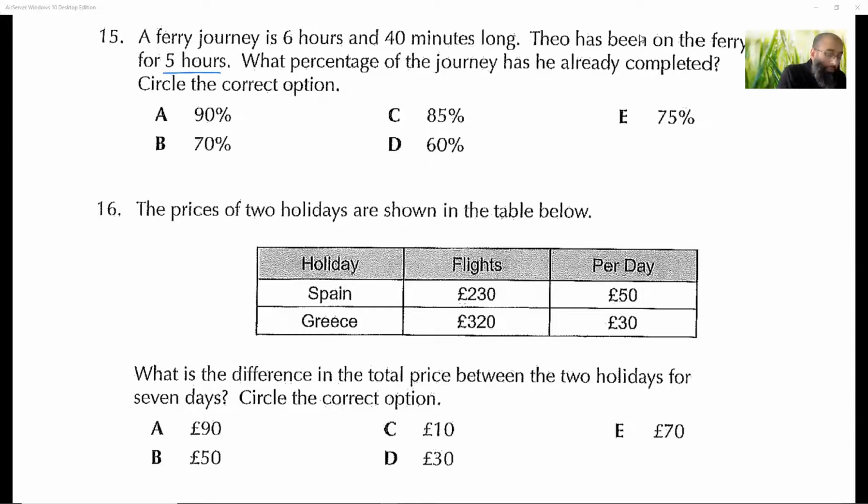So 5 hours is, should we do it in minutes? Yeah, I think it's a little bit easier. So 5 times 60 is 300 minutes used up so far. 6 hours and 40 will be 360 plus 40, which is 400. So the question is 300 minutes out of 400. So 300 minutes have been used up.